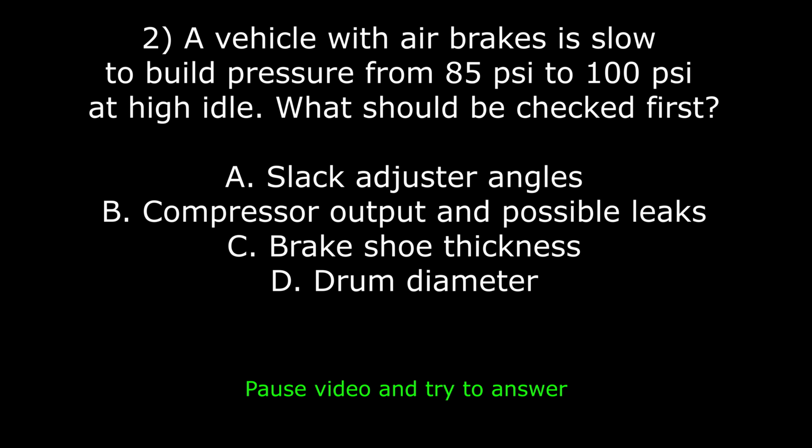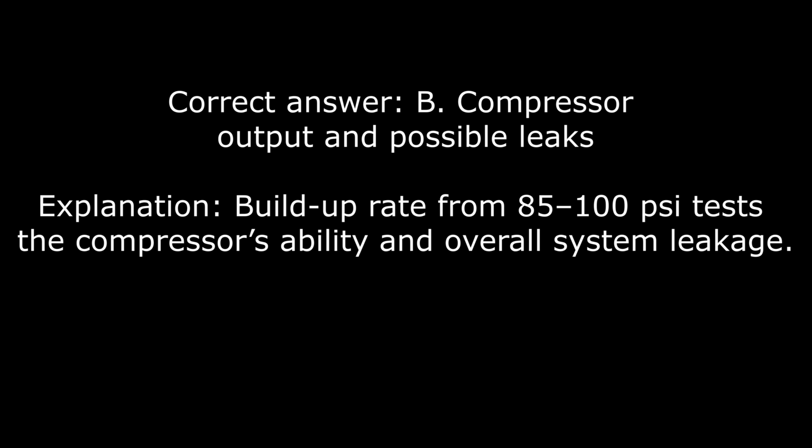2. A vehicle with air brakes is slow to build pressure from 85 psi to 100 psi at high idle. What should be checked first? A. Slack adjuster angles. B. Compressor output and possible leaks. C. Brake shoe thickness. D. Drum diameter. Correct answer, B. Compressor output and possible leaks. Explanation: buildup rate from 85 to 100 psi tests the compressor's ability and overall system leakage.